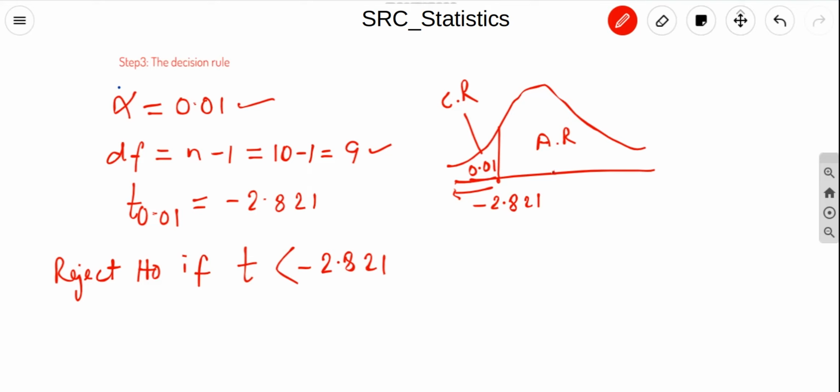The t distribution is a symmetrical distribution, symmetrical about 0. 0 lies in the center. So whatever is to the left of 0 is a negative value and whatever is to the right of 0 is a positive value. That is why the critical value for a left tail test will be negative.